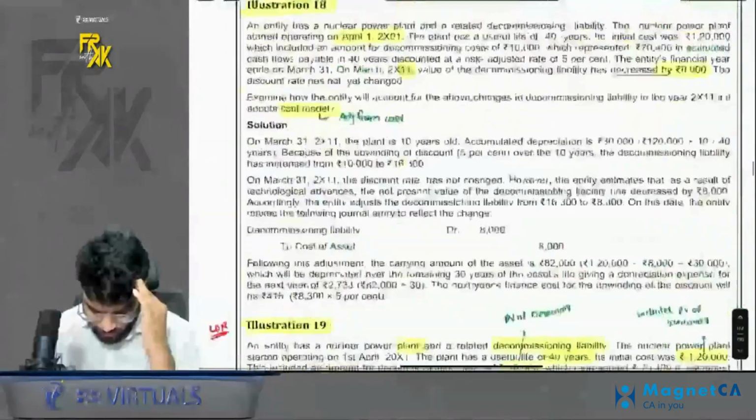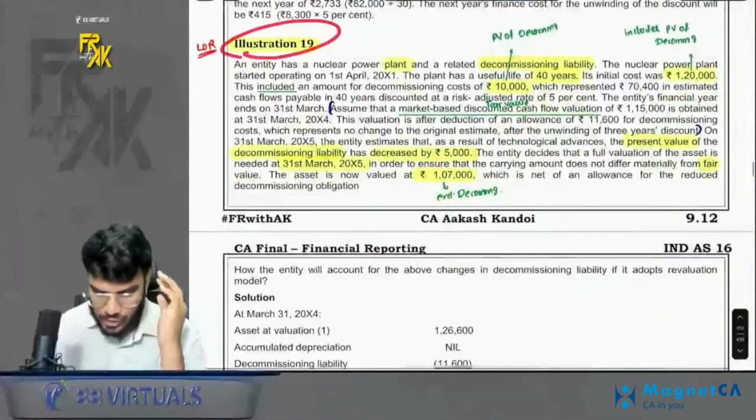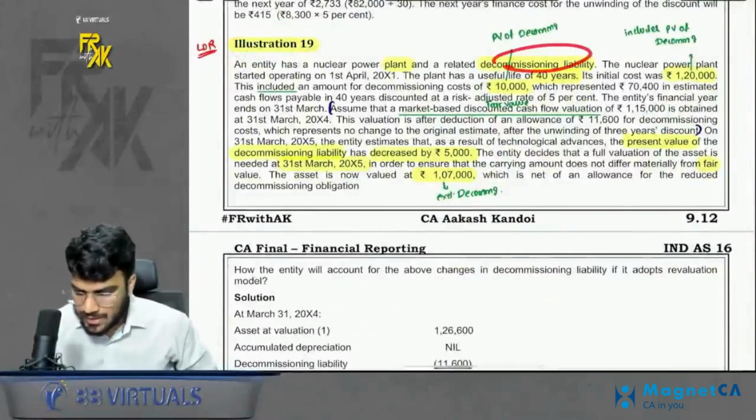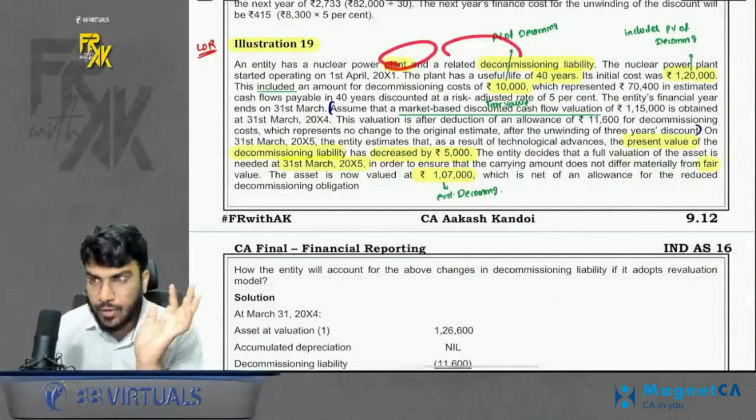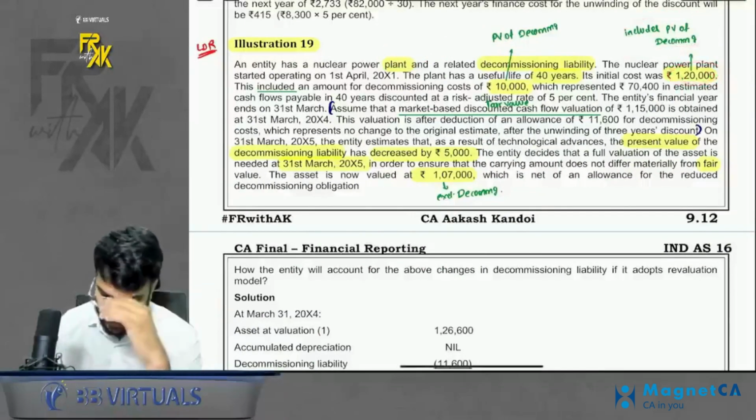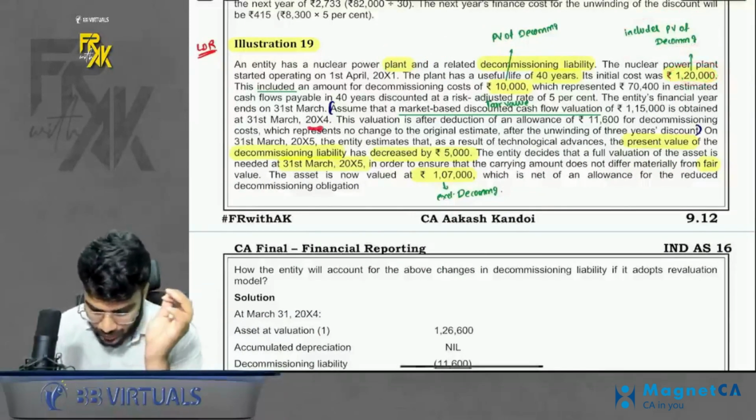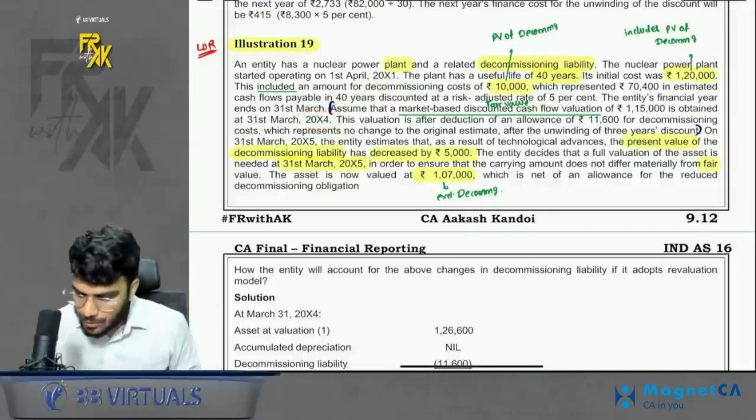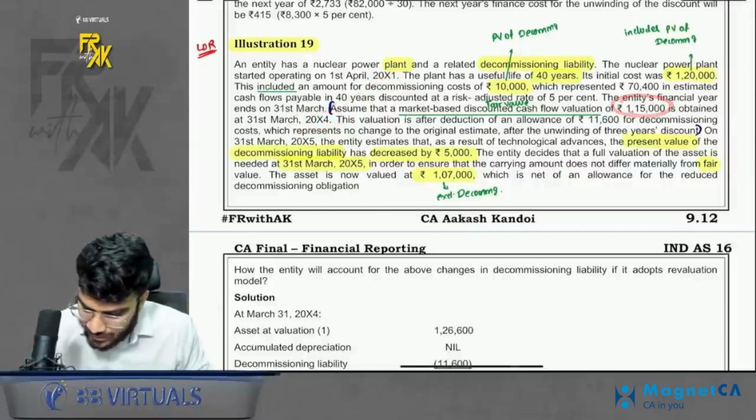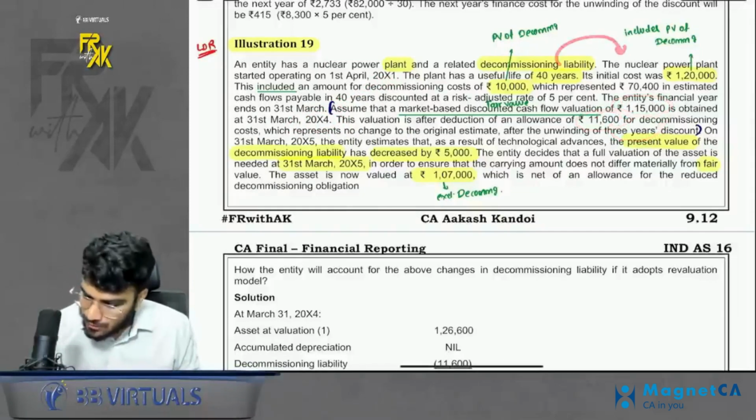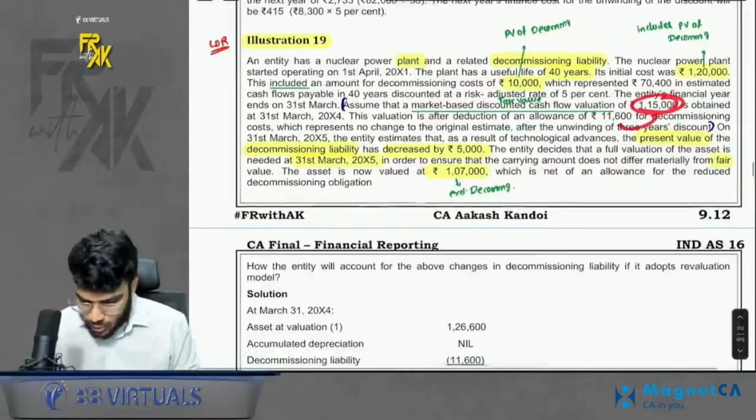Okay, sir. Now the next question. Illustration 13 was done. Now we move on towards illustration number 19, one of the favorite questions. What does this question talk about? It says we have a plant and a liability of decommissioning. The value of the plant already includes the present value of decommissioning. Now first, on 31st March 14, that is after 3 years, we have to perform fair valuation. But the issue is that the fair value given is after deducting the decommissioning amount. The cost of the asset includes decommissioning, so even the fair value should include decommissioning. So how do we do it?